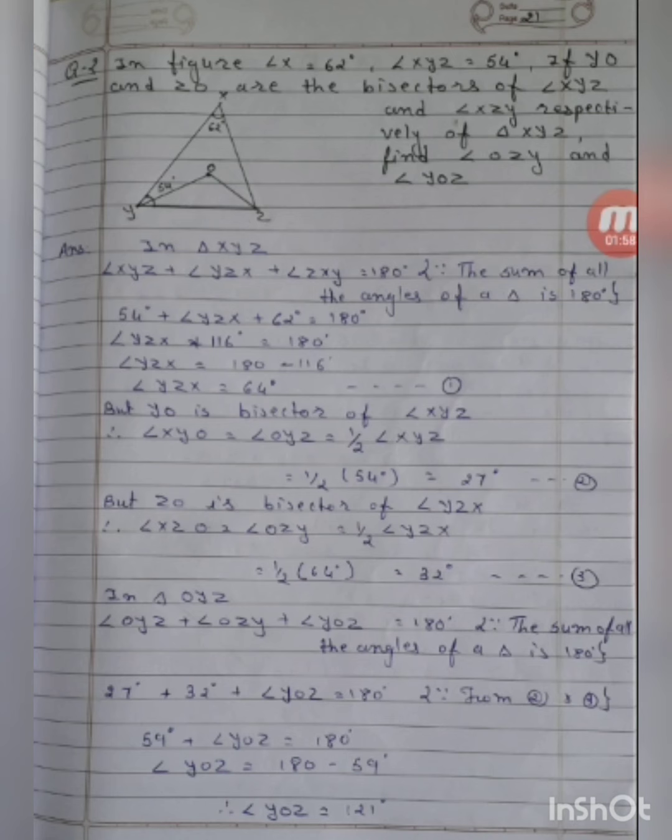This is number 3. Now in triangle OYZ, angle OYZ plus angle OZY plus angle YOZ is equal to 180 degrees. The sum of the angles of the triangle is 180 degrees. But here we know the measure of angle OYZ and OZY. So 27 plus 32 plus angle YOZ is equal to 180 degrees, from 2 and 3. Then 59 plus angle YOZ is equal to 180. Then angle YOZ is equal to 180 minus 59. Then angle YOZ is equal to 121. Thus, we find the value of angle YOZ.